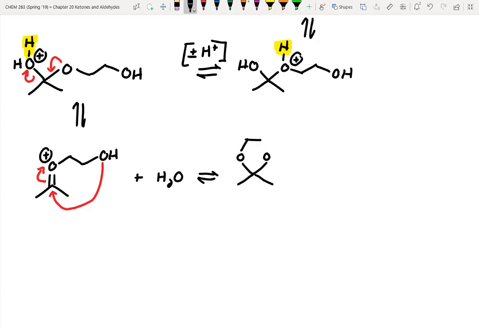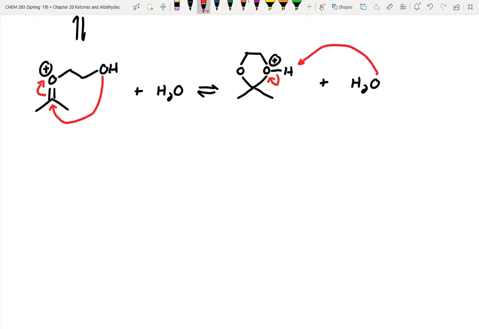Let me clean this up a bit. All right, and then in the next step, we're just going to deprotonate to get to our final product.